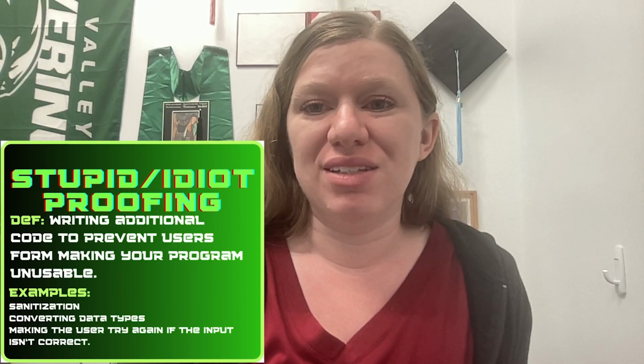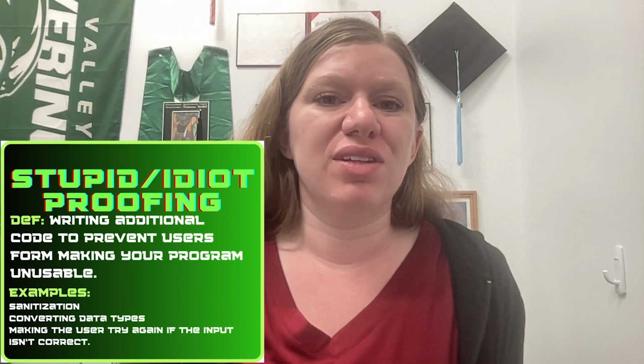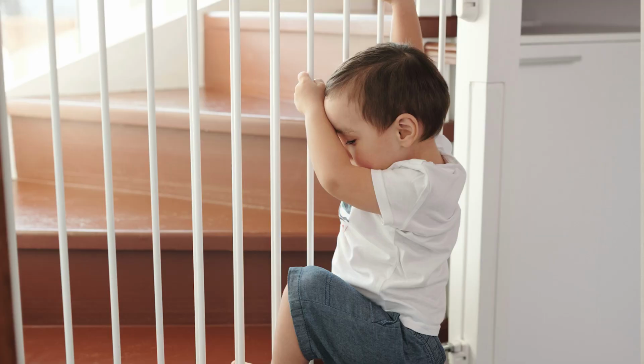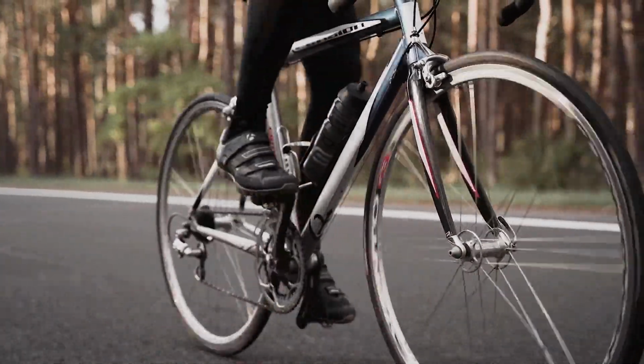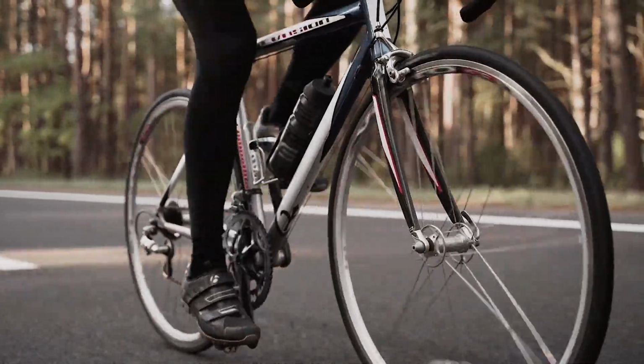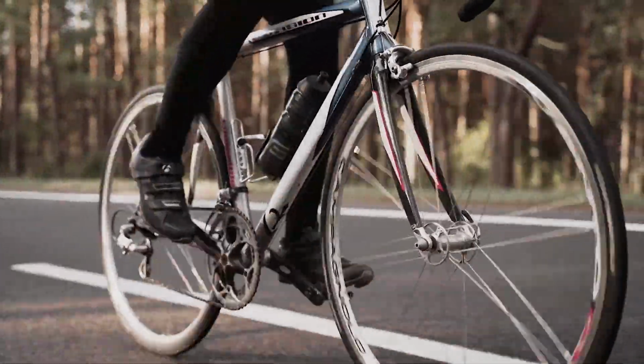Stupid proofing is the additional code that is written specifically for the purpose of preventing your program from being broken by careless users. Most stupid proofing works like baby proofing a house. You cover sharp corners, you block unsafe areas, and you make it so they can't open doors. Stupid proofing is like teaching someone how to ride a bike. You explain things over and over and over again, being as detailed as possible, and then you give them training wheels anyway.